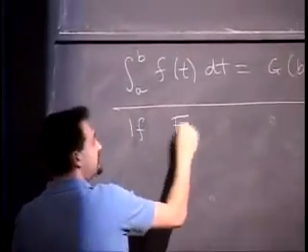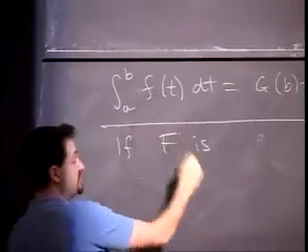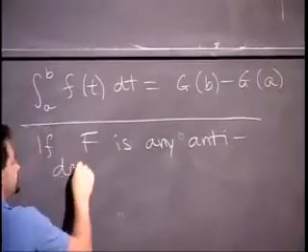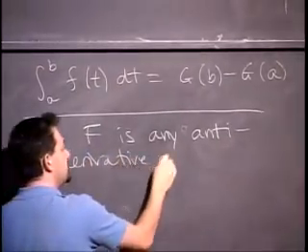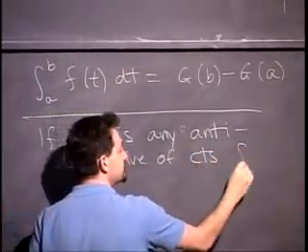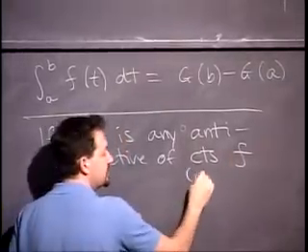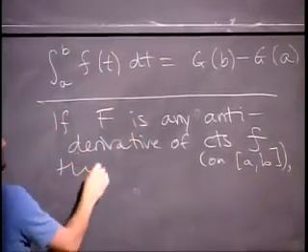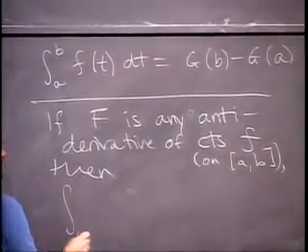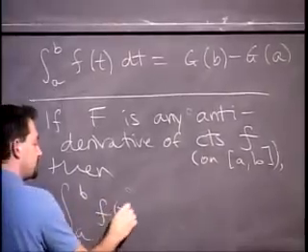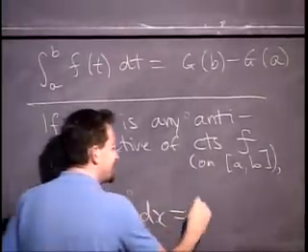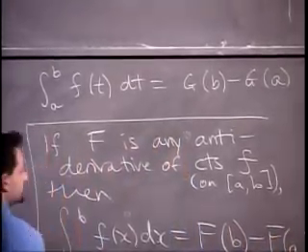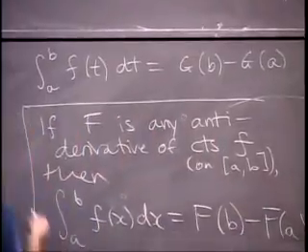So if capital F, and that could just be g if you prefer, is any antiderivative of a continuous function f, and it's continuous on, say, a, b, then the integral of little f of x dx is just capital F of b minus capital F of a. And that's the theorem. That's the second fundamental theorem.